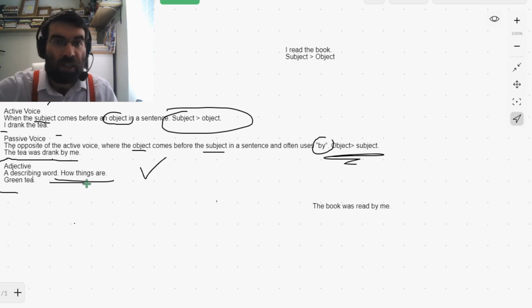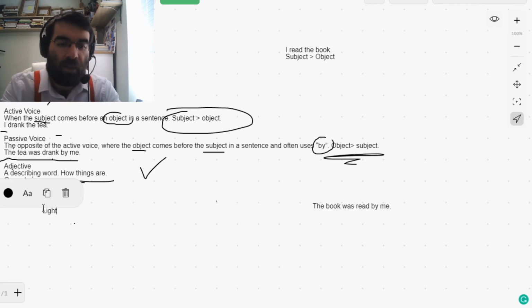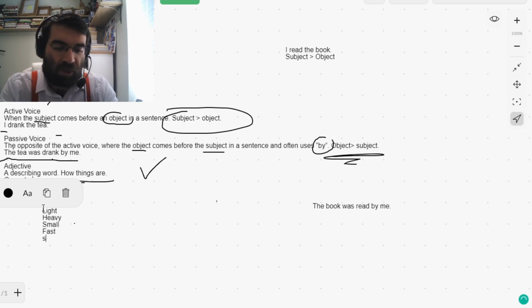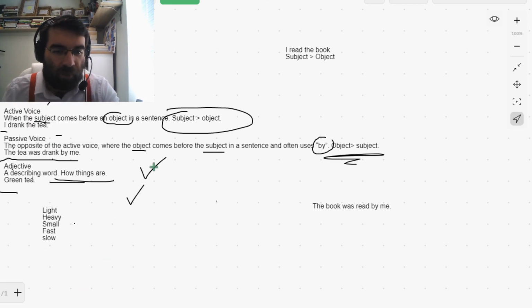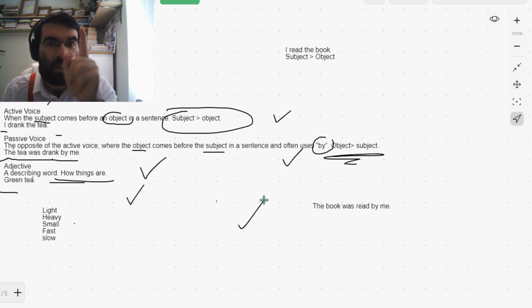Big. Green, black, white, red. Light, heavy. Small. Fast. Slow. How cool is that, Language Explorers? Adjective. Passive voice. Active voice. Let's keep exploring.